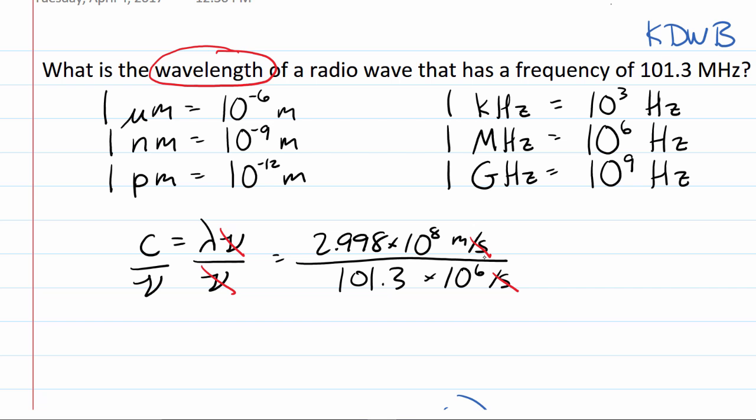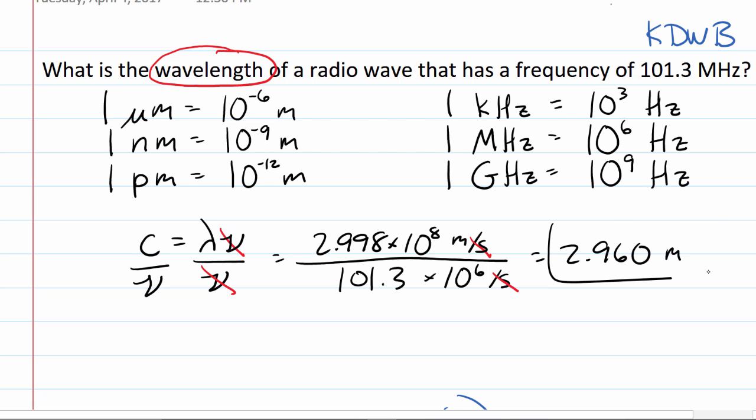By putting it in like this on my calculator, I then press enter. Looks like we wind up with an answer of 2.9595, etc. How many significant figures should be in that answer? 4. So rounding it off to 4 significant figures, we'd write that as 2.960. The label on this is going to be meters. And that then would be the result. Any questions on this problem here?